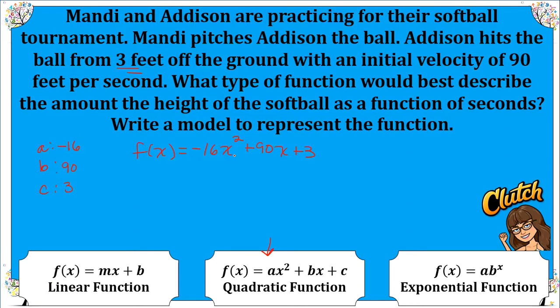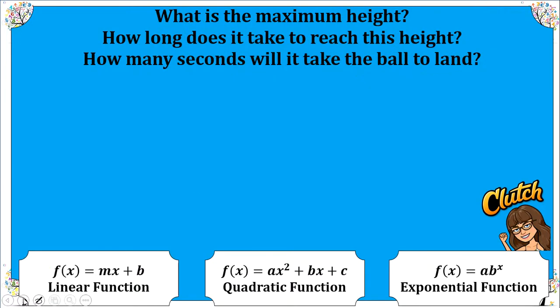And we could figure out the maximum height by -b over 2a, and then plugging that into our function. So our vertex will tell us our maximum height and the amount of seconds it takes. We know our initial value, our y-intercept, is 3. If we wanted to know the roots, we could use our quadratic formula to see how long it's going to take the ball to reach the ground.